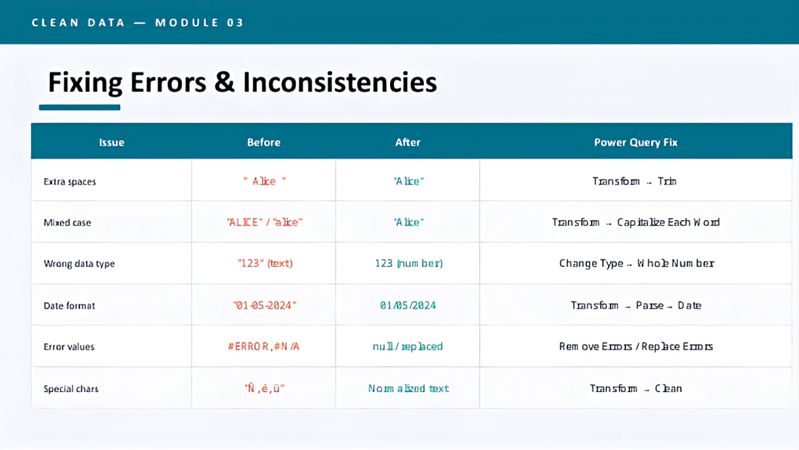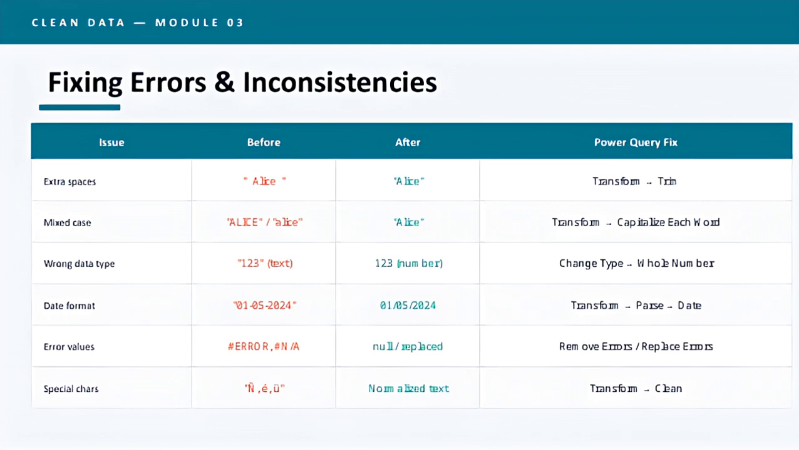Changing data types is another key step. For example, converting numbers stored as text, such as 123, into a proper whole number ensures calculations and aggregations work correctly. We also improve readability and consistency by capitalizing each word, turning alice into Alice. This standardization makes data easier to interpret. Finally, trimming extra spaces is often overlooked, but just as important. Removing leading or trailing spaces from entries like Alice helps prevent mismatches and errors in your data.